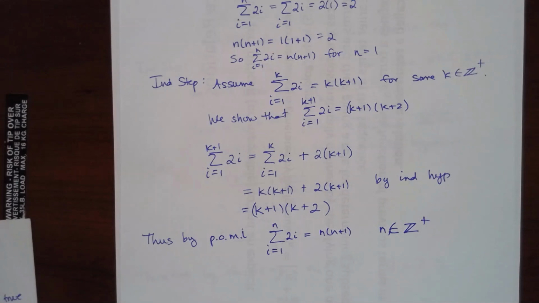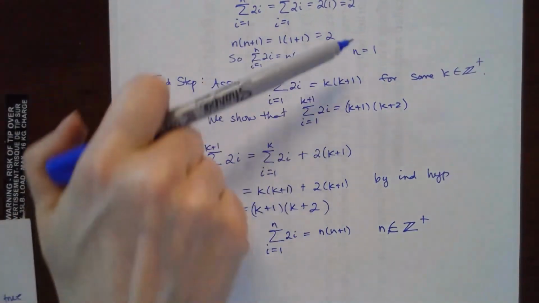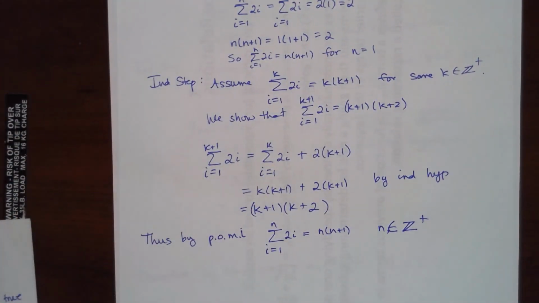Okay. Can't start it at 0 because that's less than my base case. So it has to be positive integers. It has to only be the ones the base case is on.